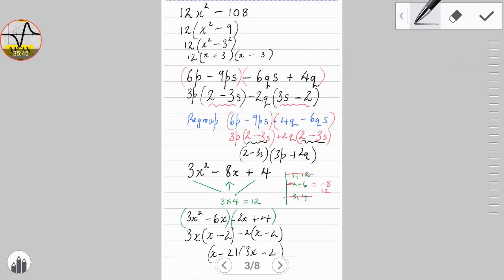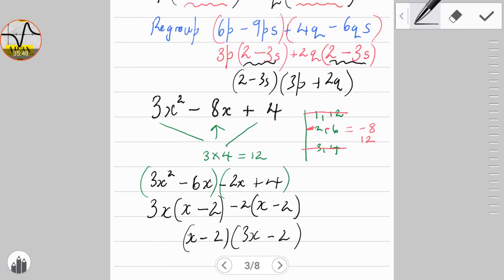And that there is completely factorized. So you can go ahead and check out the tutorial on that particular question. It would be most useful to you.